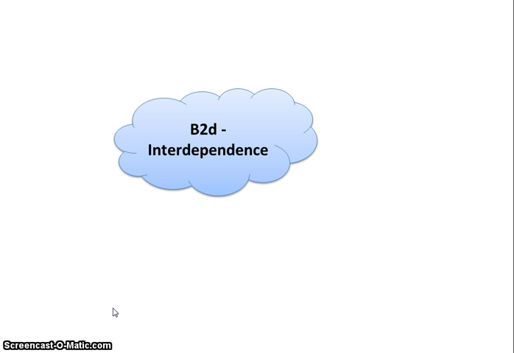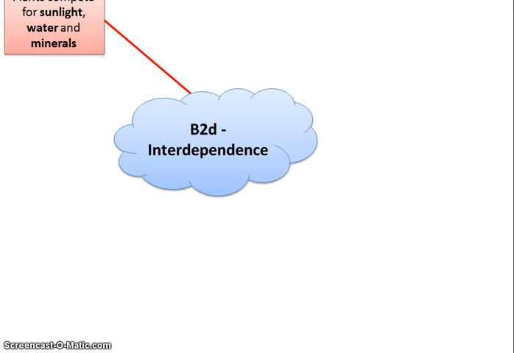B2D is all about interdependence and how living organisms live in an ecosystem where they live off different resources. Now, there is always a lot of competition for these resources. For instance, plants will compete for light, space, water, minerals from the soil and carbon dioxide, whereas animals may compete for food, space or territory, mates, water and shelter.